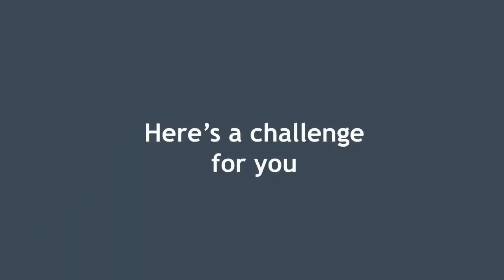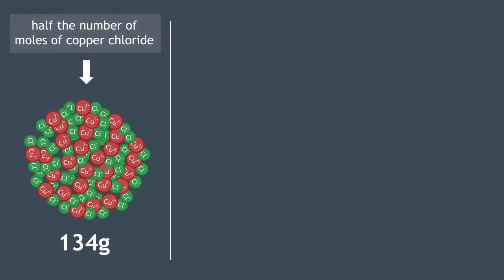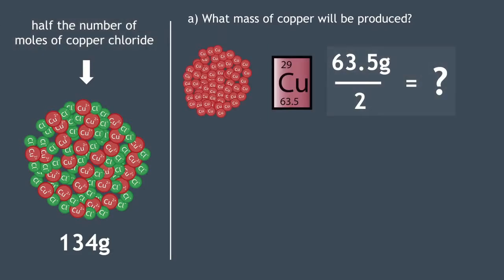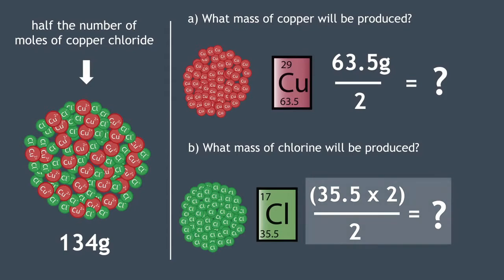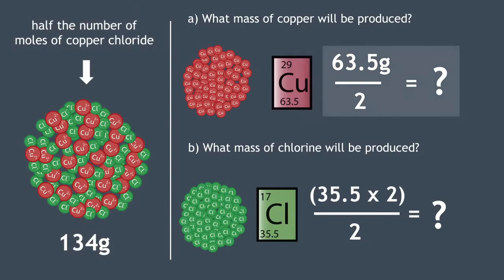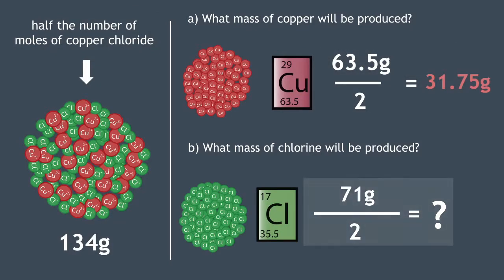Here is a challenge for you. If we were to use half the number of moles of copper chloride, then A, what mass of copper would be produced, and B, what mass of chlorine would be produced? Pause the video and resume when ready. The answer is that because half the mass of copper chloride was used, then half the mass of copper is produced, that's 31.75 grams. Also, half the mass of chlorine gas is produced, so that's 35.5 grams or 12 decimeters cubed.